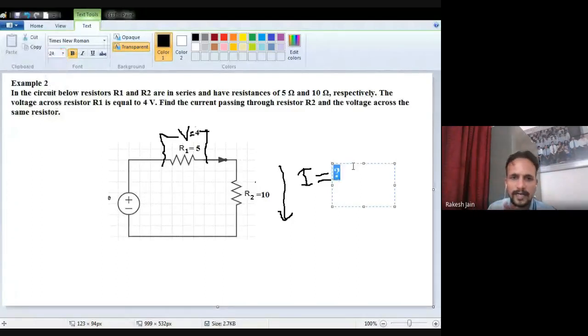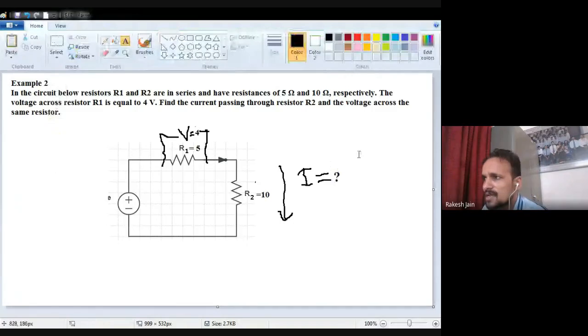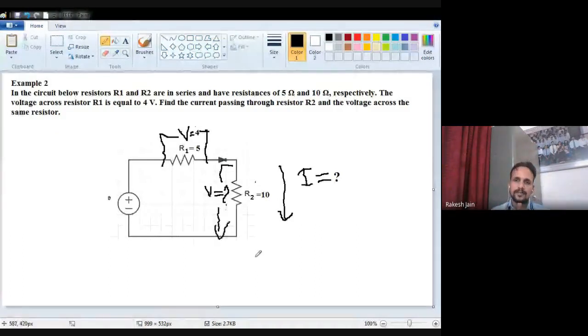So what is the current that passes through the resistor, and what is the voltage across the same resistor? One more thing, what is the voltage across this resistance? I have to find. So two things we have to find out. Now, with the help of Ohm's law, we will find out both the answers. See very carefully how we can easily find the answer of this question.